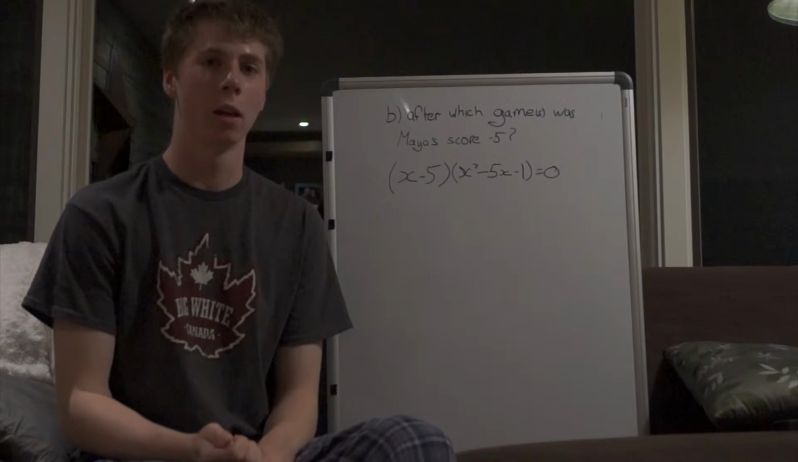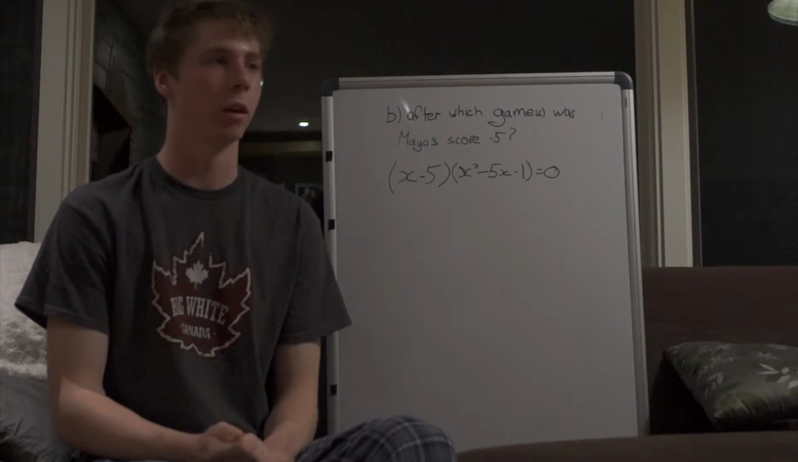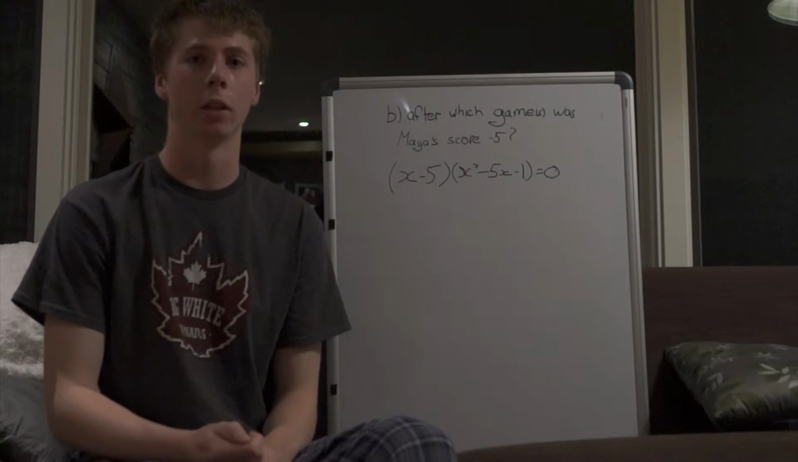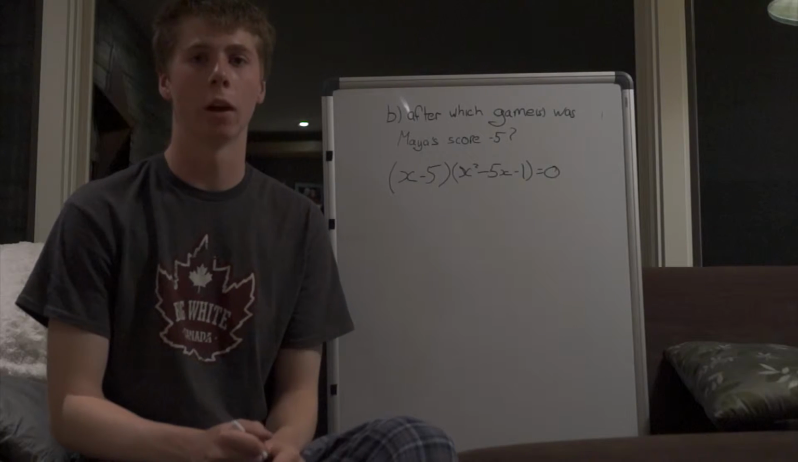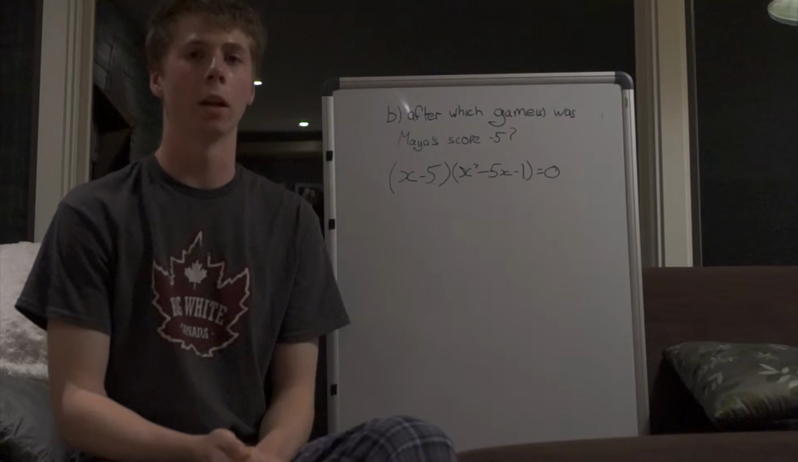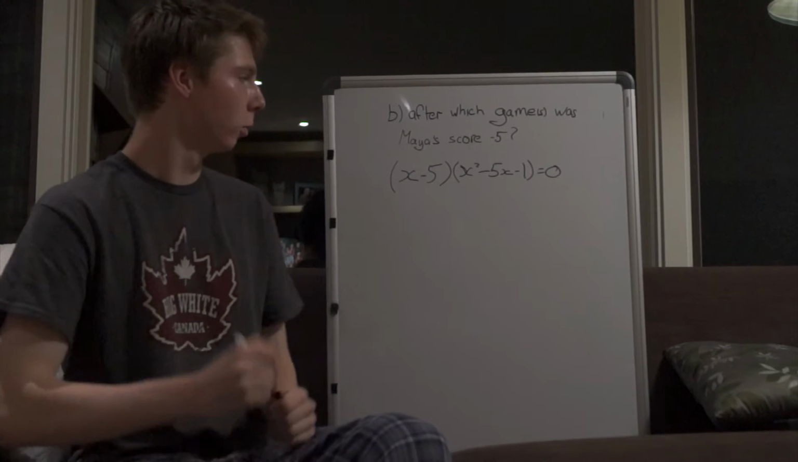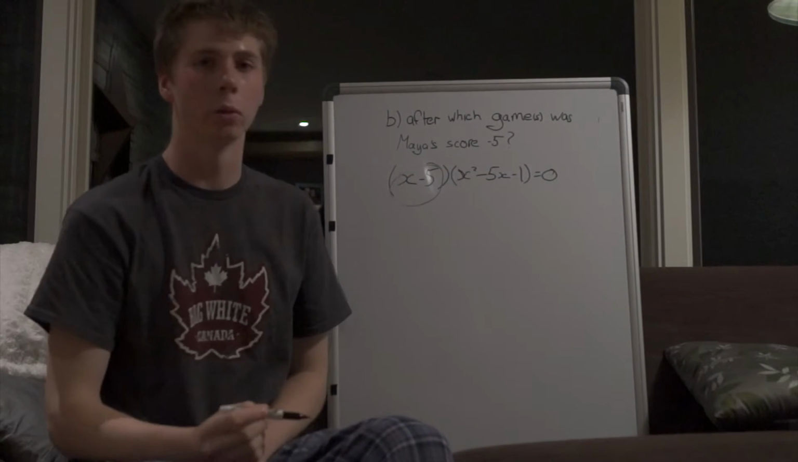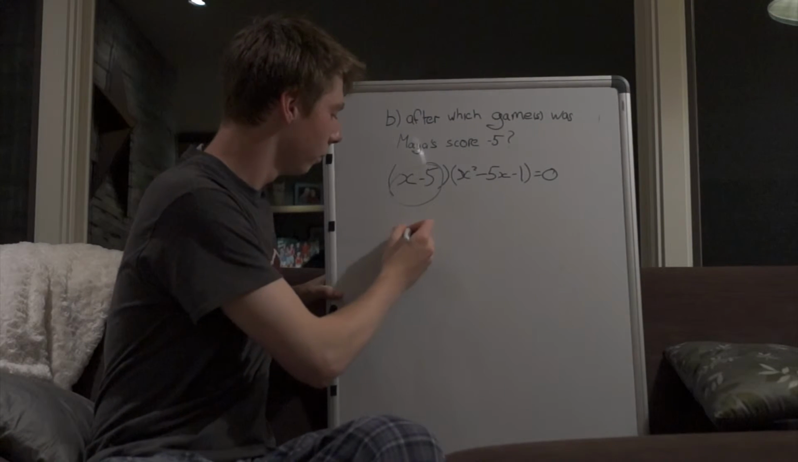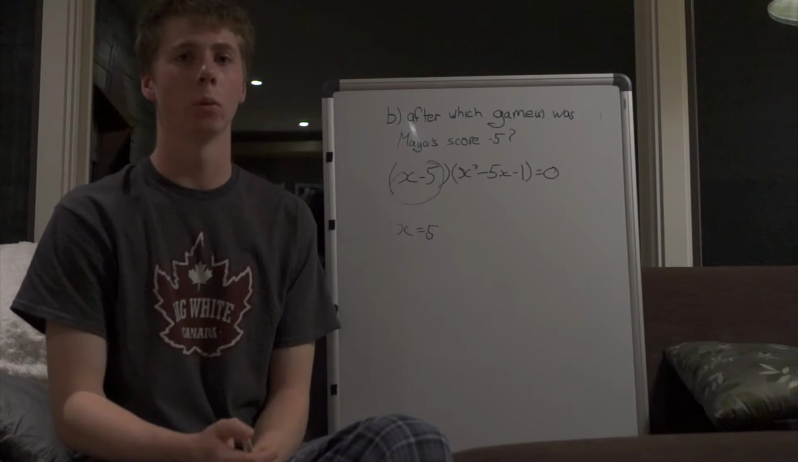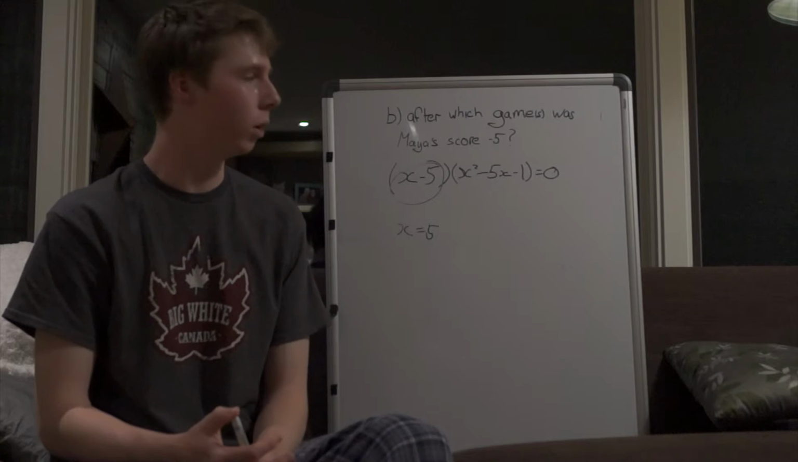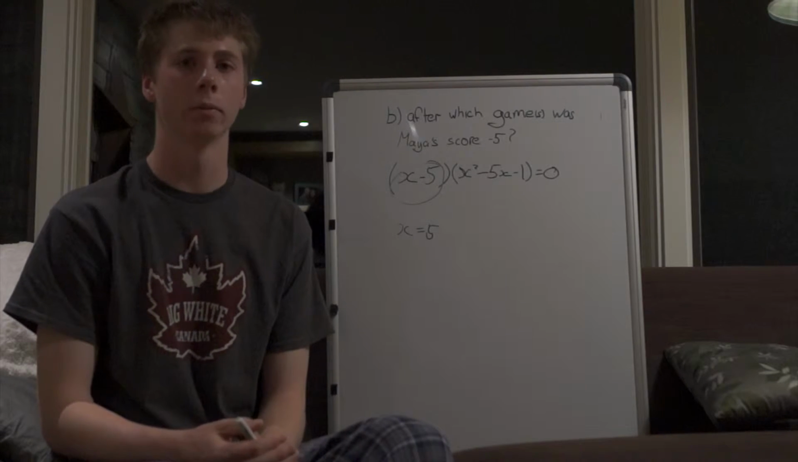In the question, it says x belongs to the set of whole numbers, which means it can't be a decimal. If we were to plug this quadratic into the quadratic formula, it would give us a decimal, which wouldn't work for our answer, and therefore the only answer will come from here, which means x is equal to 5. Therefore, we can say that after the fifth game, my score will be negative 5.